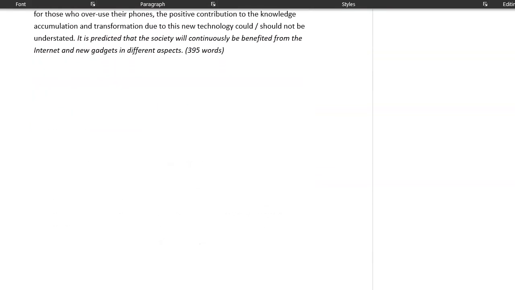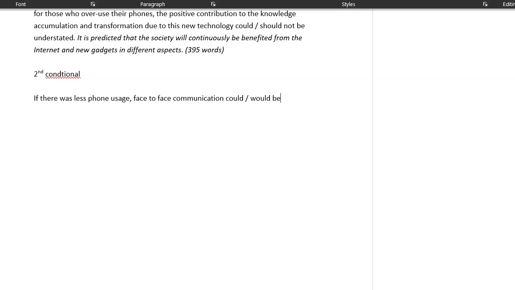Let's get some more grammar in here. So second conditional, if something had happened. So if we go second conditional, if there was less phone usage, communication face to face could or would be more meaningful. Something like that. Okay? God, I can't even spell. So if plus past tense, and then your modal verb, and then your infinitive. So get one of those in there for me to see the grammar. Okay? Really good, Lily. Thank you.